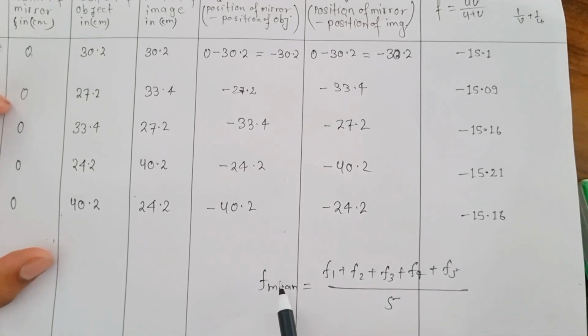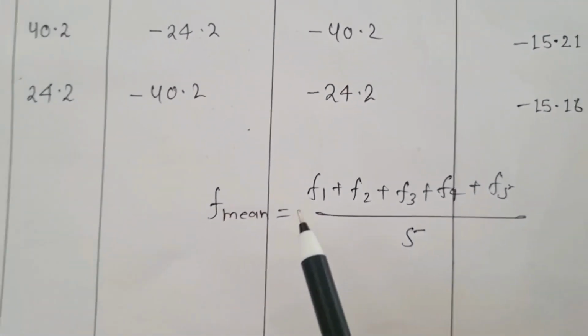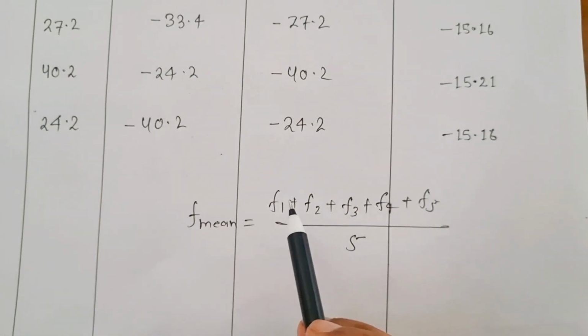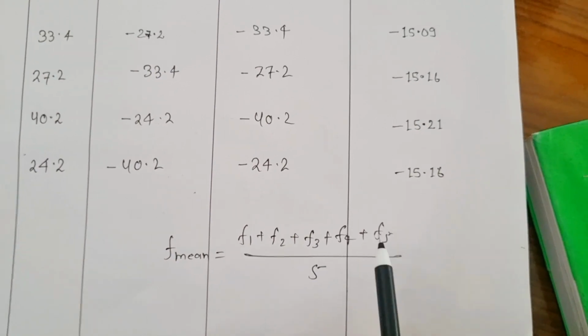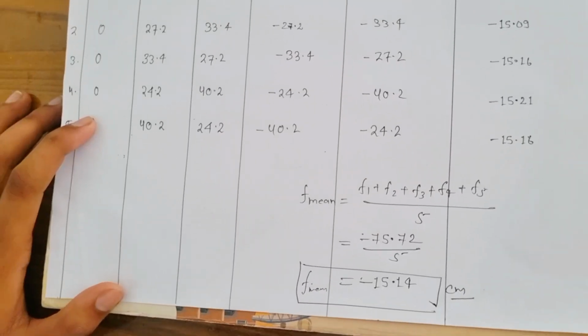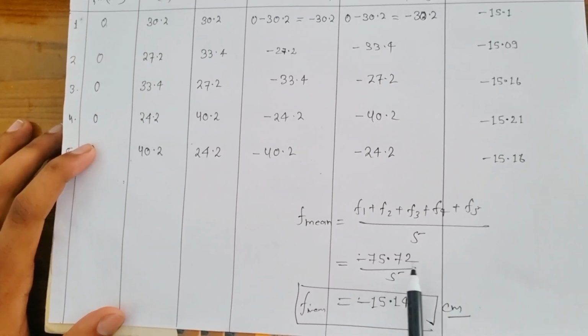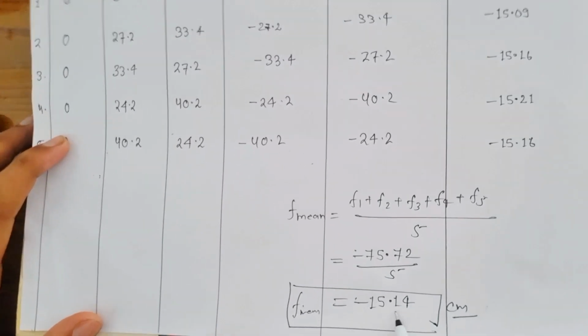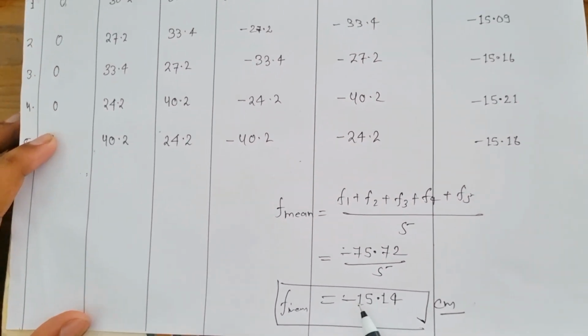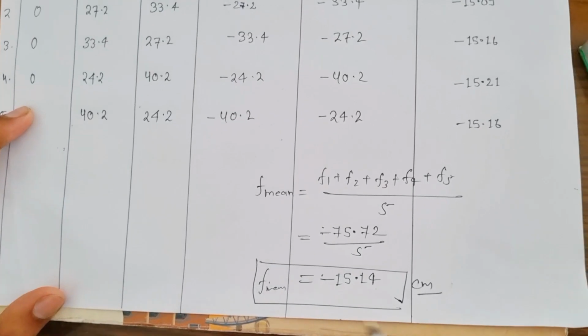So now we are gonna find the mean of the focal length, and for the mean of the focal length, we will add the focal length of the first data to the fifth data and divide it by 5. So after the further calculation, we have got our result at minus 15.14, and the negative value shows that it is the focal length of the concave mirror.